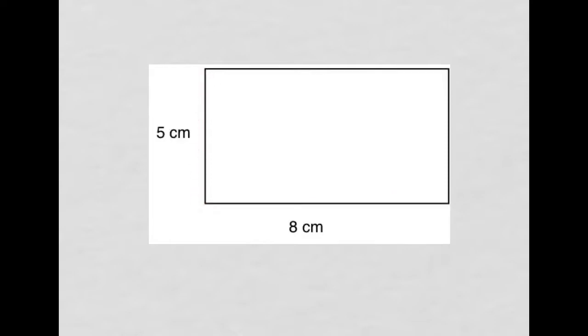Because it's a rectangle and we know that rectangles have pairs of equal sides, we know that this side is going to be 5 centimetres and this side is going to be 8 centimetres. Then what you need to do with perimeter is add up all of the lengths together.